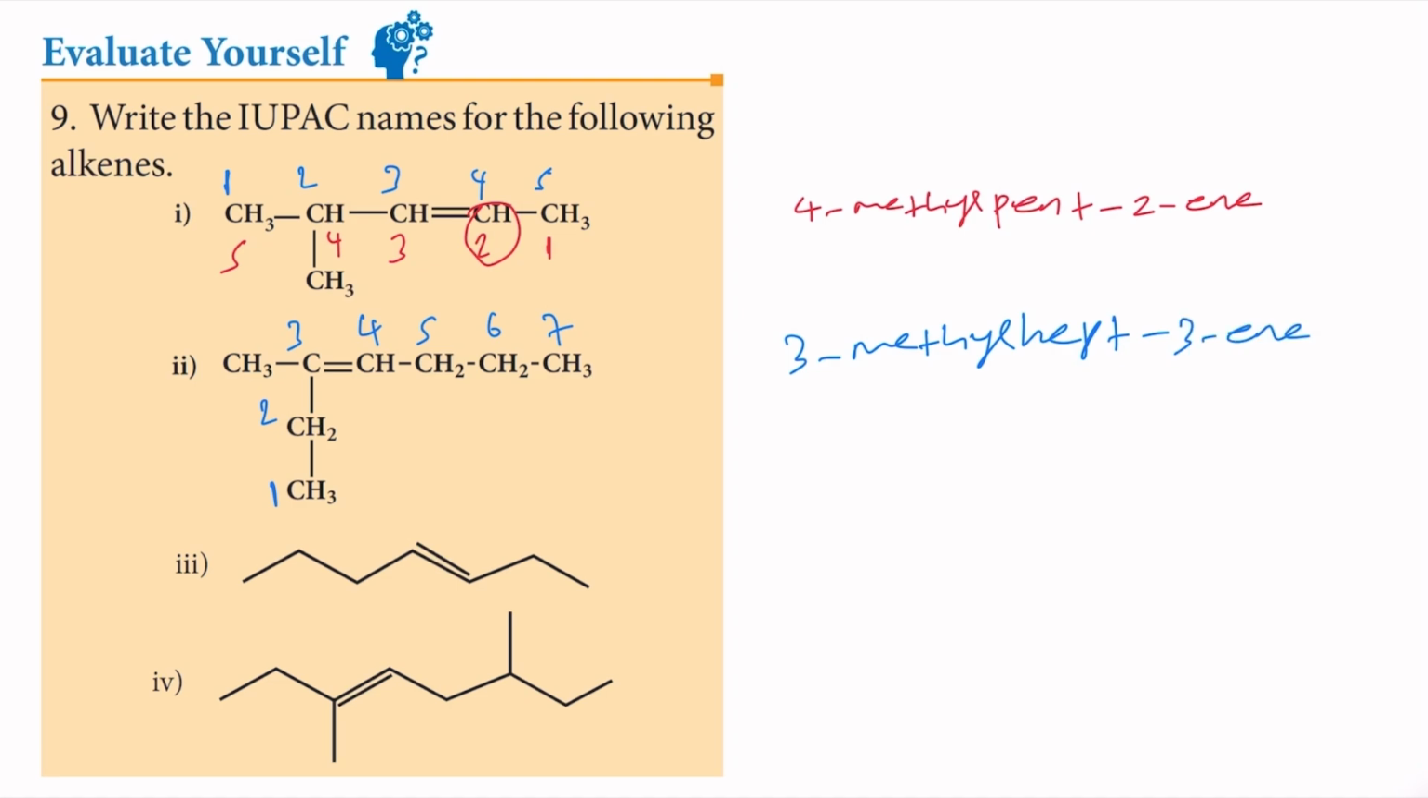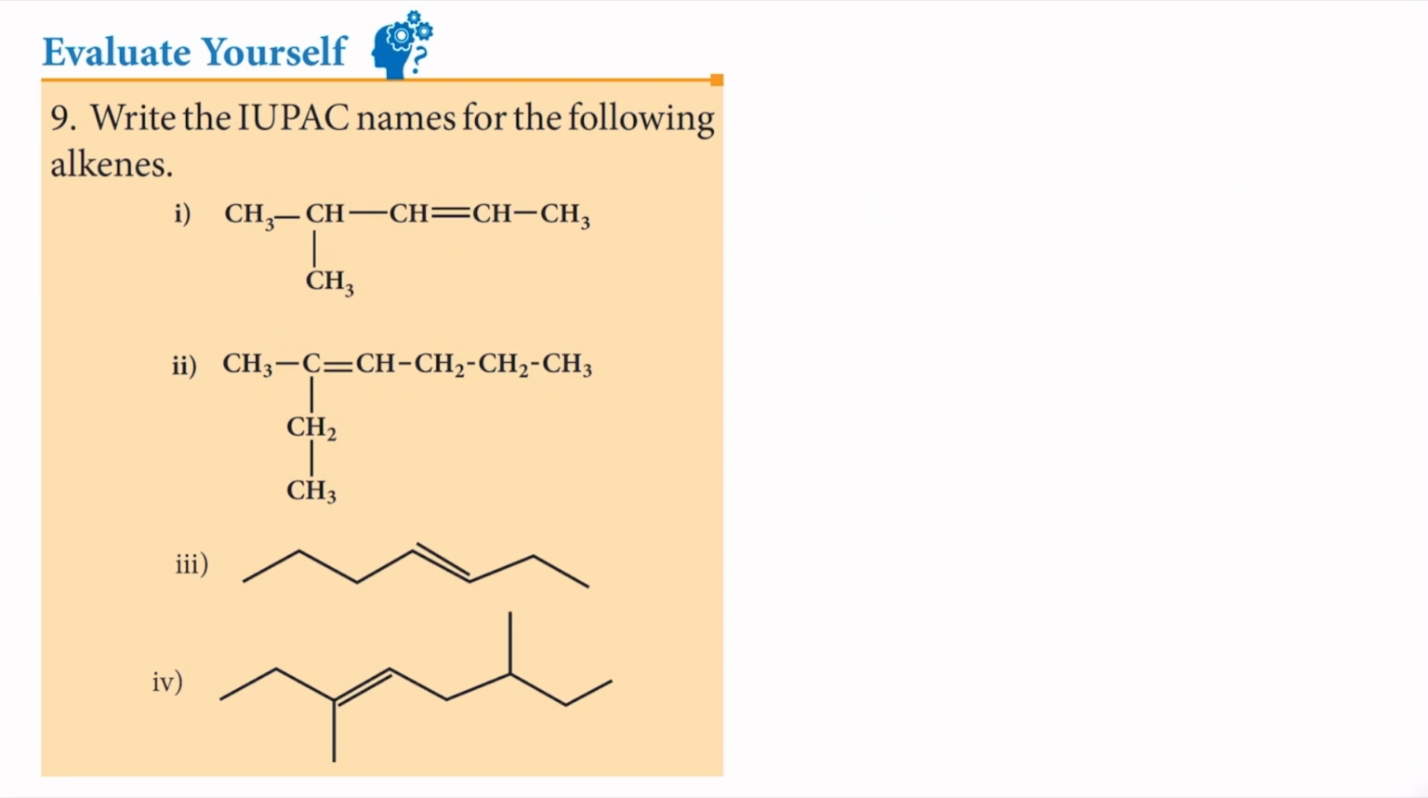If we number it the other way around, what will happen? The alkene will come at the 4 position. That is incorrect. Let's write down the name for structure 3. If we do the numbering left to right, 1, 2, 3, 4, then the alkene comes at the 4 position. On the contrary, if we do the numbering right to left, then the alkene comes at the 3 position, and therefore that is preferred. We have to give a low number to the alkene.